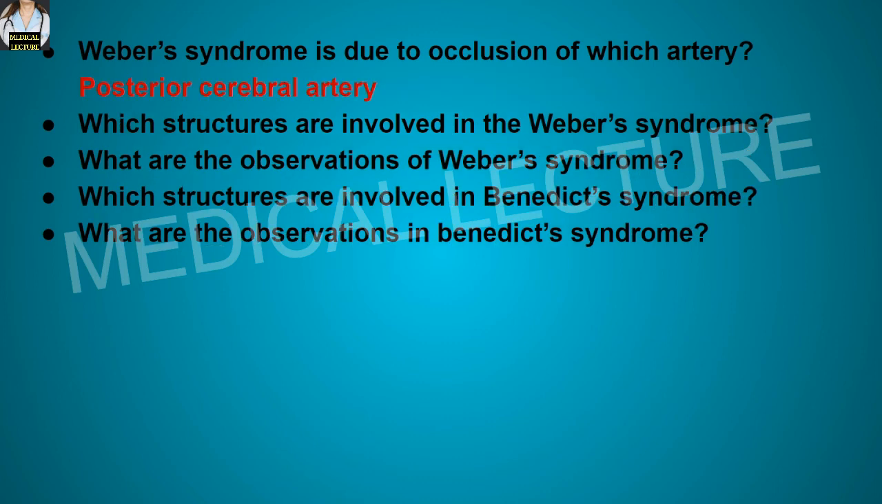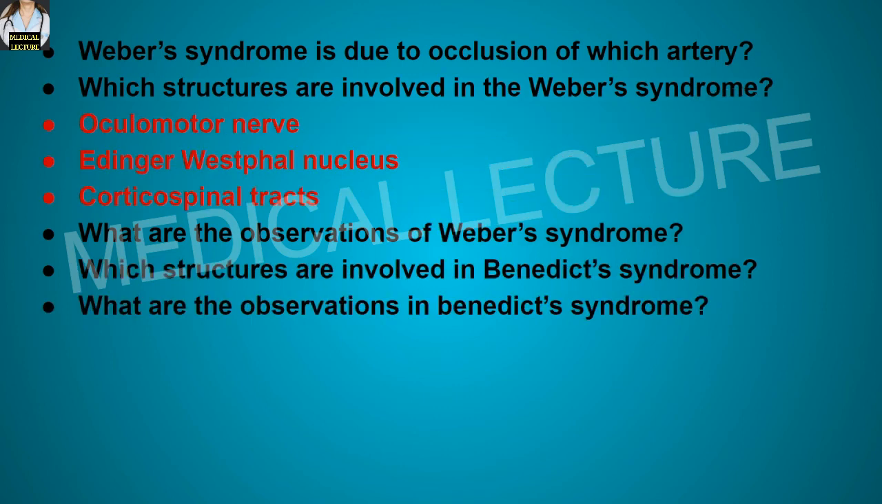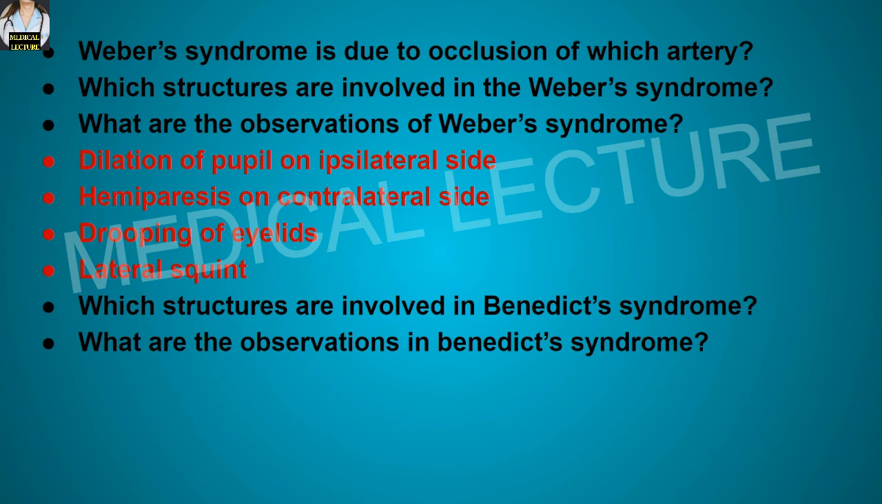Weber syndrome is due to the occlusion of which artery? Posterior cerebral artery. Which structures are involved in Weber syndrome? Oculomotor nerve, Edinger-Westphal nucleus and the corticospinal tracts. What are the observations in Weber syndrome? Dilation of the pupil on the ipsilateral side, hemiparesis on the contralateral side, drooping of the eyelids and the lateral squint are seen.